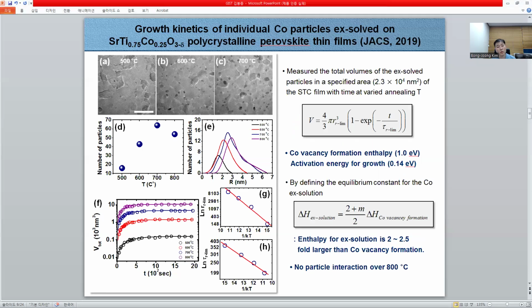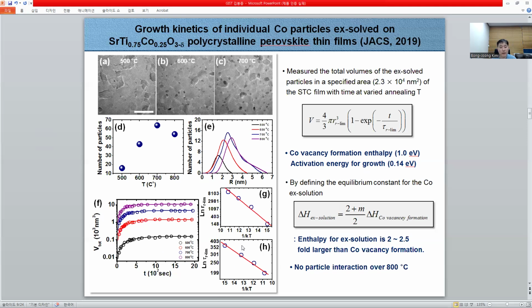Next, we measured the total volumes of the exsolved particles of the strontium titanium oxide film in a field of view of a TEM image as time progresses, at varied annealing temperatures, as you can see in the images. Using the measured particle sizes here and the established model, we obtained the cobalt vacancy formation enthalpy is merely 1 electron volt, and the activation energy for the particle growth is 0.14 electron volt by fitting the Arrhenius plot as shown at left.